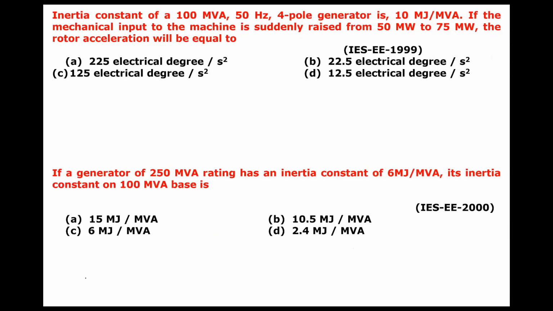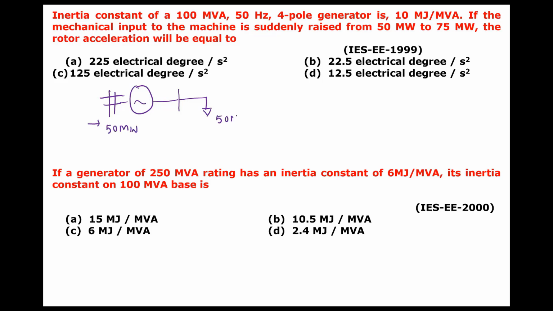Now read the third question. Someone read the question. So what is the unit in which he is asking the answer? Electrical degrees per second square. So the mechanical input of the machine, see what he is telling here, a synchronous machine is there which is supplying a load. So initially the mechanical input is 50 megawatt.